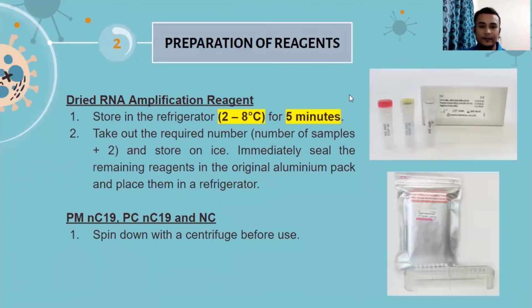The second step is preparation of reagent. First, the dry RNA amplification reagent. This reagent will be stored in the refrigerator, at 2 to 8 degrees Celsius, for 5 minutes. After 5 minutes, take out the required number of tubes from the reagent based on the number of samples plus 2, and store on ice. The remaining reagent will be kept in the original aluminum pack and placed back in the refrigerator. The primer mix and positive and negative control will be centrifuged before use.